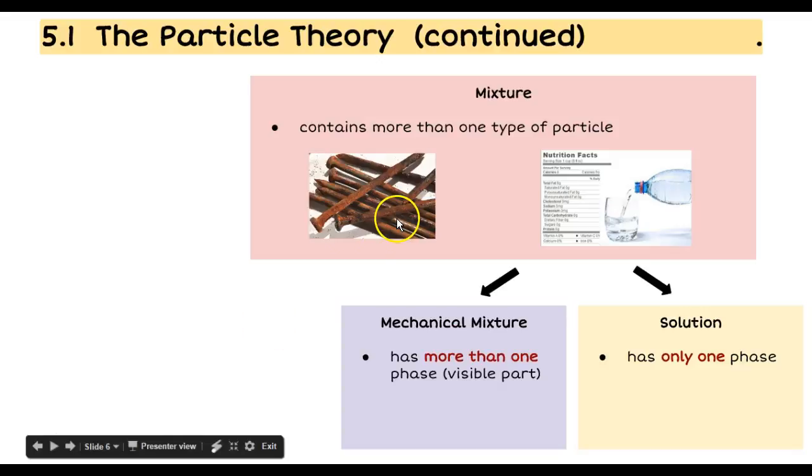So I'm going to use the examples that we looked at earlier, and I want you to pause the video and think carefully about where you would classify the rusty nails and how you would classify this bottled water. Would you classify each of these as a mechanical mixture or a solution?